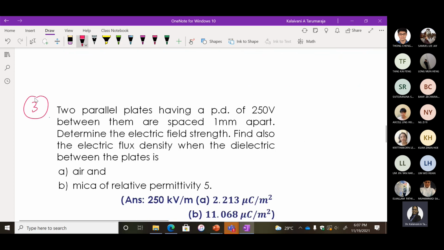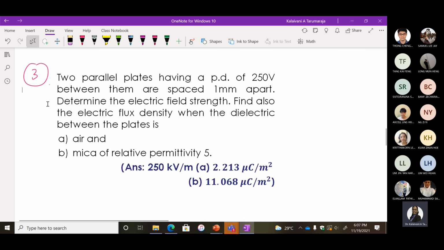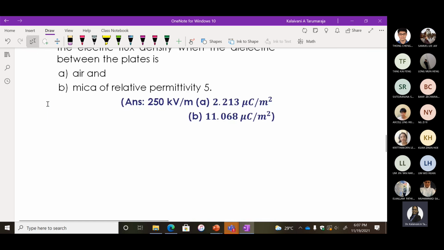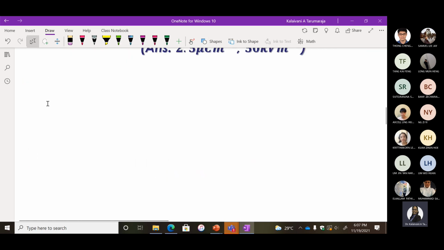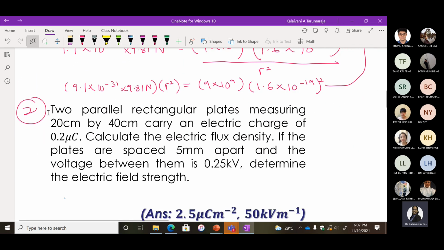Try it. You write your answer on a piece of paper, then paste it in the OneNote, or you can send it to me next week. Then we will have some short discussions. So take note, number 2.